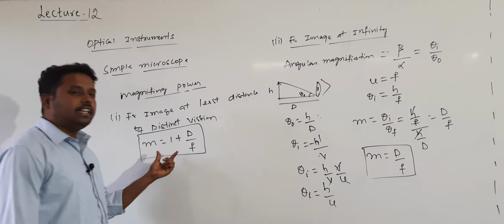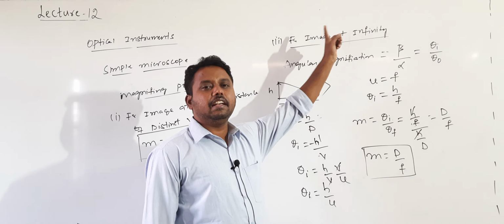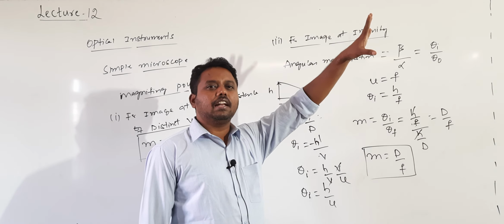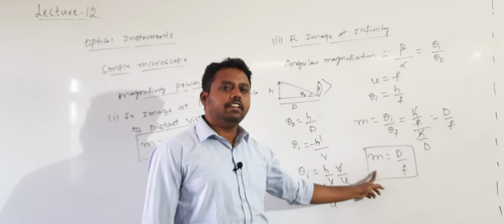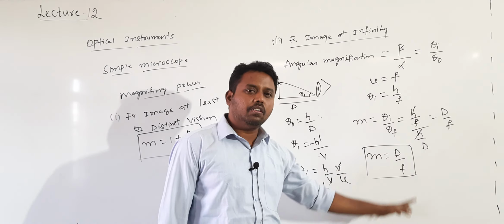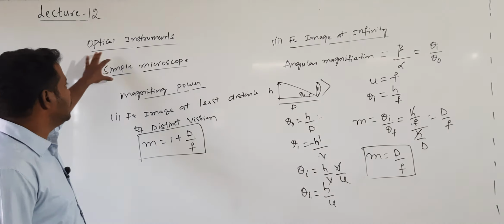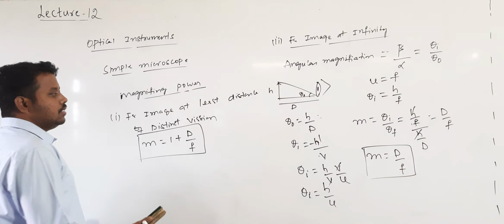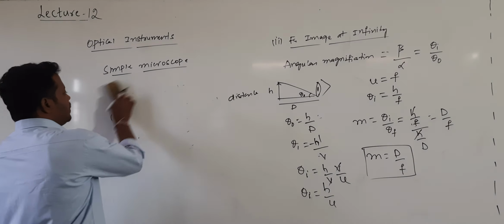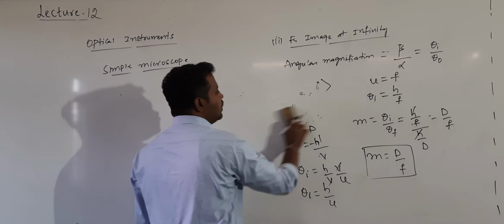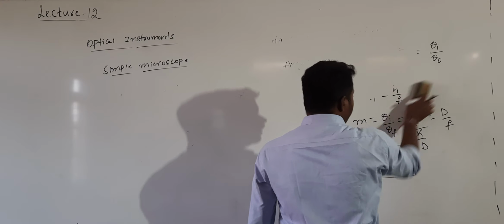But when the image is at the least distance of distinct vision, the eye will be more strained. So this is for infinity. For a relaxed eye, an image formed at infinity, the eyes will be very relaxed. But the magnification value will be less than 1, so that m value will be equal to D by f. Are you getting it? So these are the two formulas for magnification in the case of a simple microscope. These two formulas we need to remember. So at the least distance of distinct vision, what is the magnification? And one more is, whenever the image is formed at infinity, what is the magnification?